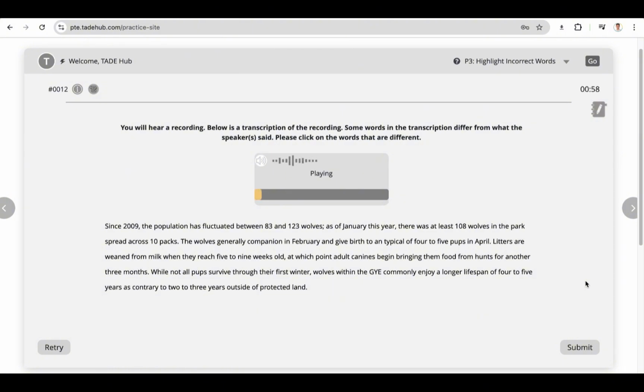Since 2009, the population has fluctuated between 83 and 123 wolves. As of January this year, there were at least 108 wolves in the park, spread across 10 packs. The wolves generally mate in February and give birth to an average of 4 to 5 pups in April. Litters are weaned from milk when they reach 5 to 9 weeks old, at which point adult wolves begin bringing them food from hunts for another 3 months.